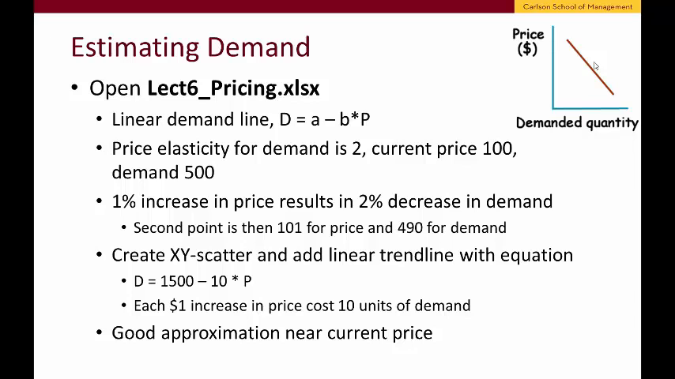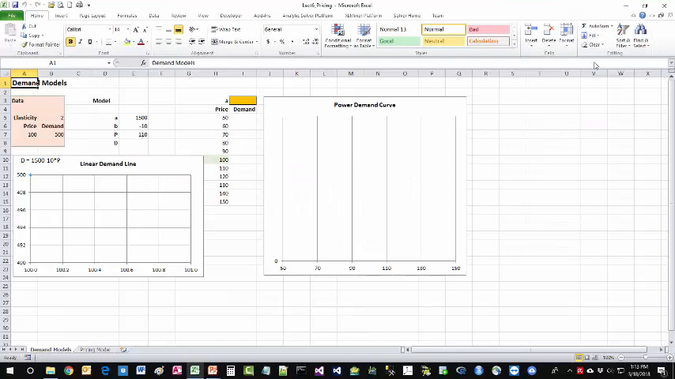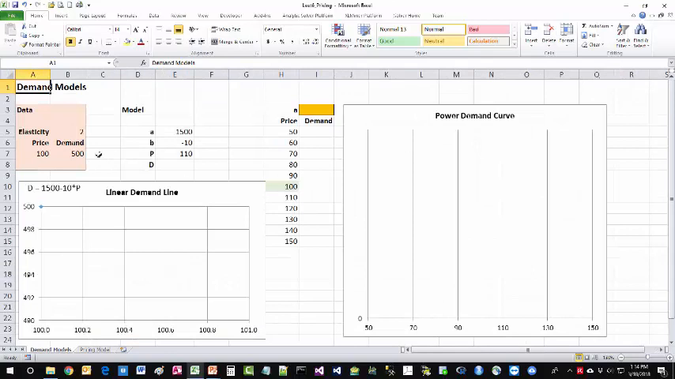It is also important to note that, generally speaking, demand estimates are the best around the current prices with the known demand. The further one goes in either direction with significant price increases or decreases, the less reliable the model is in estimating the potential demand. So, next we're going to switch to the hands-on portion of this first video and open the lect6_pricing Excel file. I'm going to zoom in a little to the left side of the model, the demand models tab.